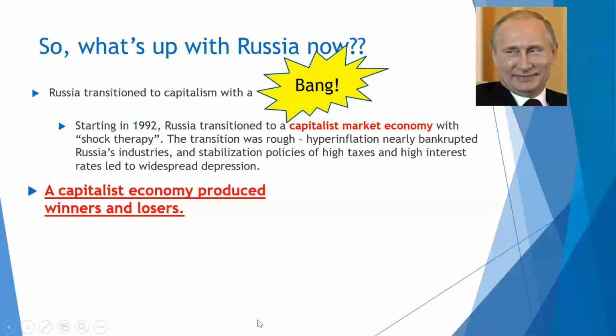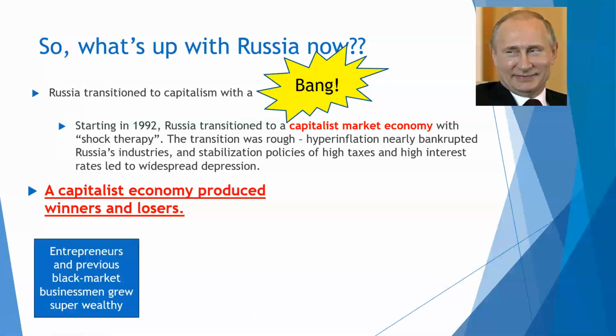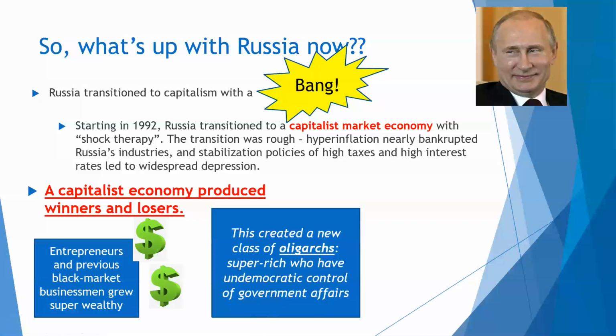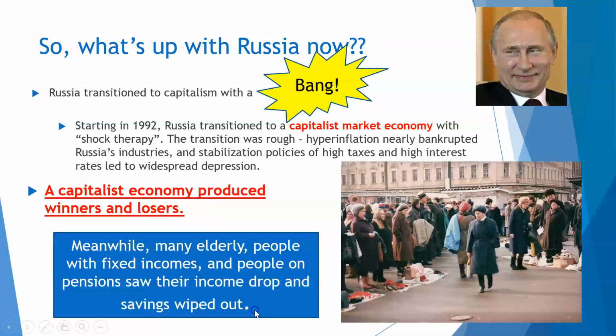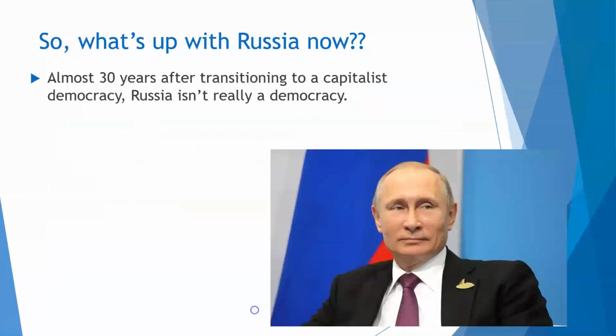Also, a capitalist economy produces winners and losers. Entrepreneurs and previous black market businesses grew super wealthy. And this created a new class of oligarchs. These are super rich people who had undemocratic control over government affairs. This nation, previously the biggest communist nation in the world, finally transitions into capitalism. Meanwhile, while some of these oligarchs are growing so rich, many elderly, people with fixed incomes, and people on pensions saw their incomes drop and their savings wiped out.